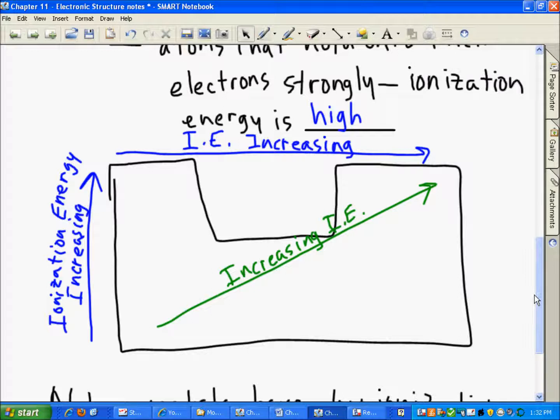So what atom do you think would have the biggest ionization energy? Biggest would be He, right. So He would have the biggest ionization energy. And the smallest? Fr. Right, Fr should have the smallest.